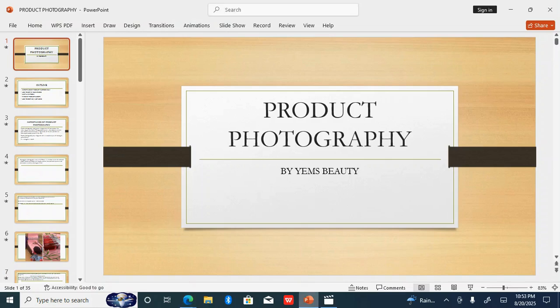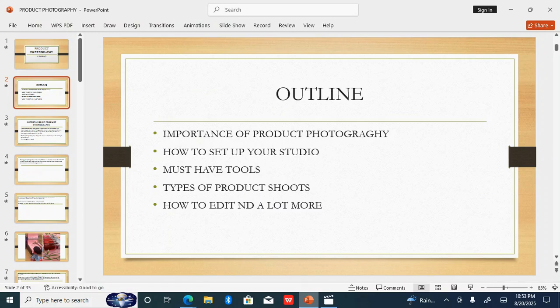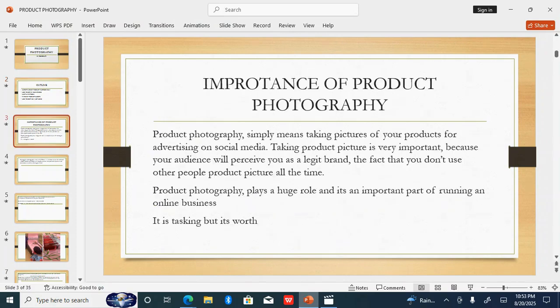Hi guys. Today I'll be taking you through product photography. Our course outline is: the importance of product photography, how to set up your studio, the tools that you must have, different types of product shoots, and how to edit, most especially. So first and foremost, we're talking about the importance of product photography.